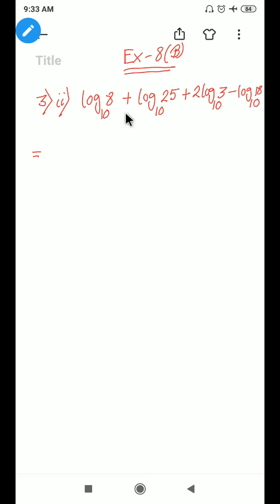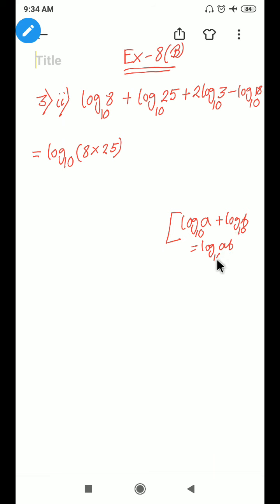So what to do? Look, addition of logarithms means multiplication happens, and remember one thing, the base should be the same. Say 8 into 25 happens. So we are using this formula. We know that log a plus log b will be nothing but log a into b. The base should be the same here. The base is not given, that means assume the base is 10.